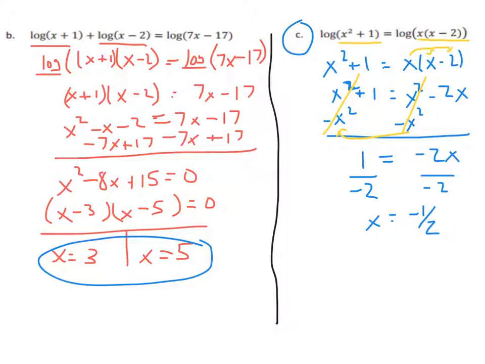Then, if you take a look up here, if I put a negative 1/2 in here and square it, I get a positive 1/4 plus the 1. That's positive, bigger than 0. A negative 1/2 times a negative 1/2 in here is a positive 1/4. And a negative 1/2 times a negative 2 is going to be a positive 1. So that's greater than 0. Bottom line, valid answer. Good answer. All right, let's take a look at the next.